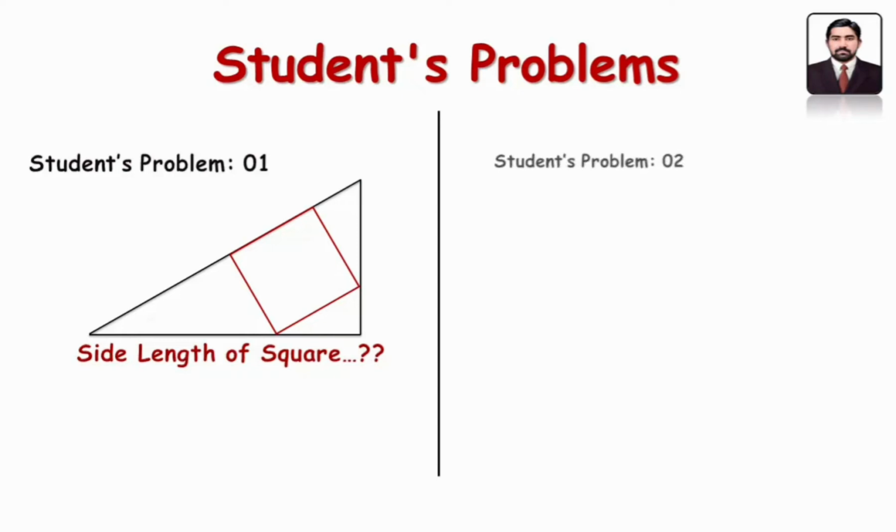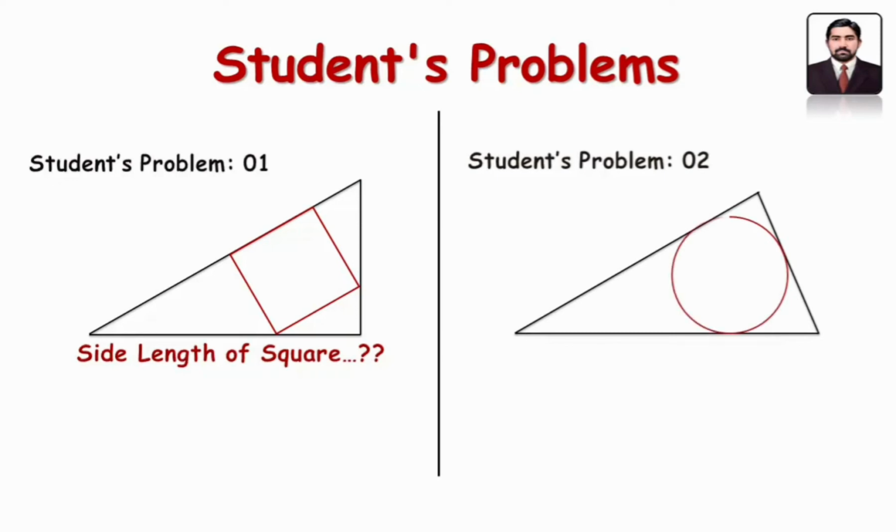Now to solve student problem number 2: this is a triangle with a circle inside, and we need to find the diameter of the circle.